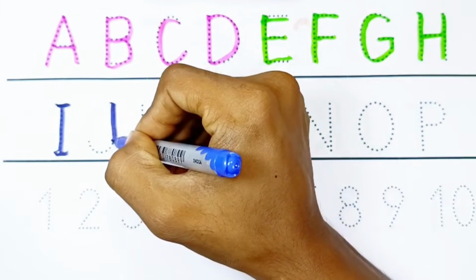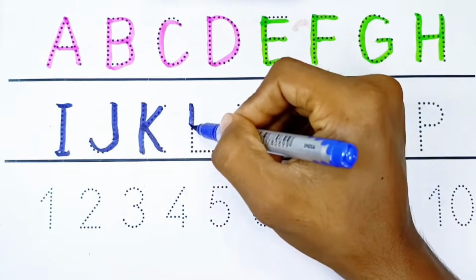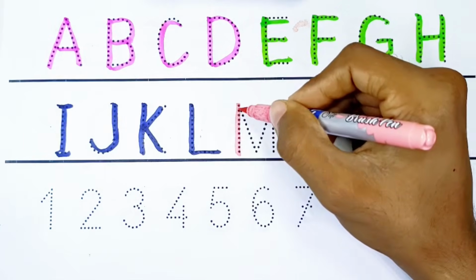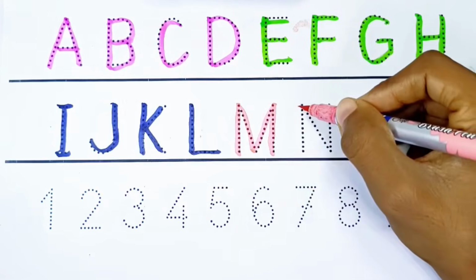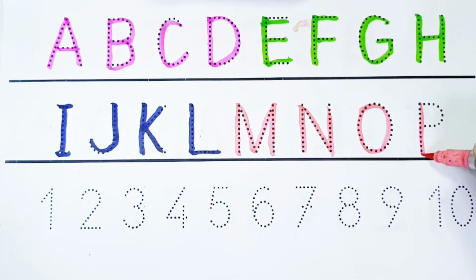I for ice cream. J for joker. K for king. L for lion. Now you draw M. M for moon. N for nose. O for orange. P for parrot.